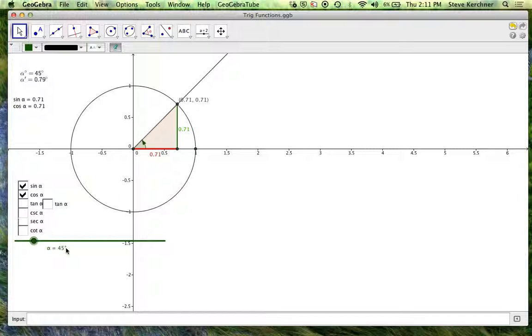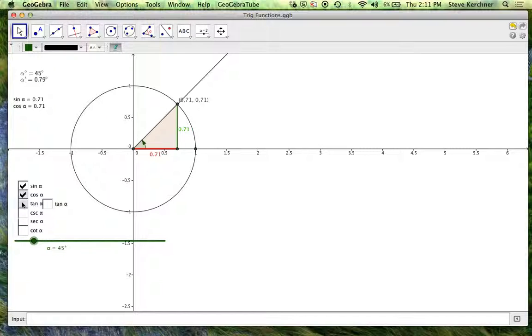So the tangent is defined as the opposite over the adjacent, so 0.71 over 0.71. So the tangent should be 1 here. And we've defined it as the slope of the angle coming from the origin and going to the unit circle. So we know the slope of this line is 1 right now. But there's another way to represent it on the unit circle, and I want to show you that.